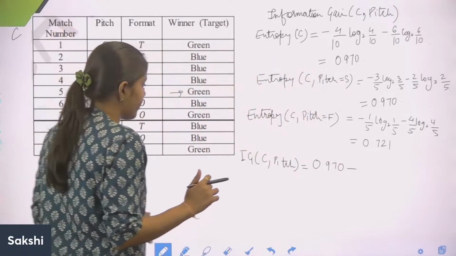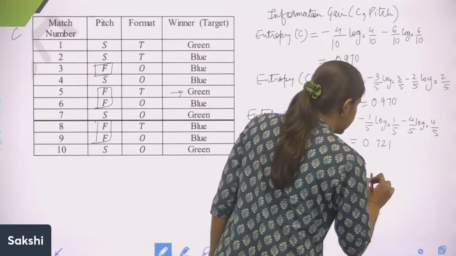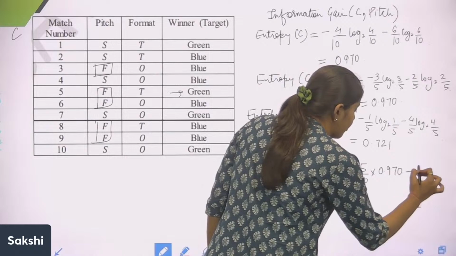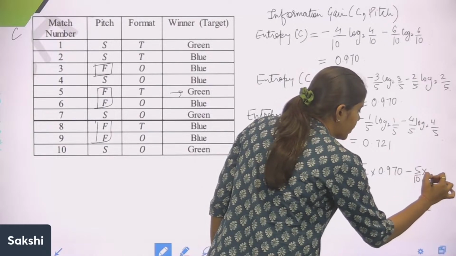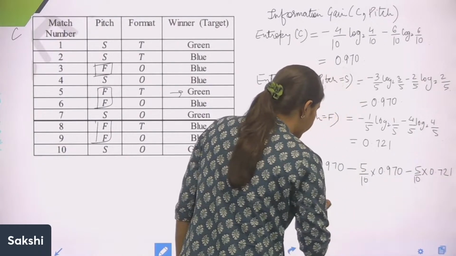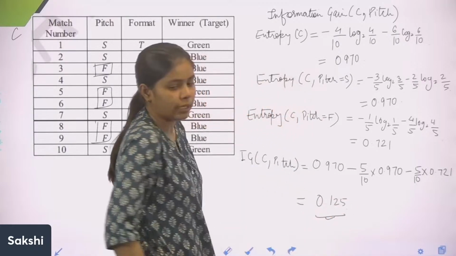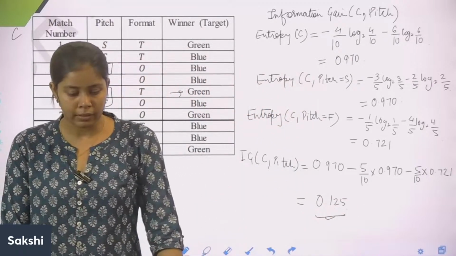I have 5 examples, right, out of 10 examples, and for pitch equals to S I get the entropy 0.721. So, 0.970 minus 5 by 10 times 0.721. On solving you would get this value 0.125. So here information gain you would get as 0.125.